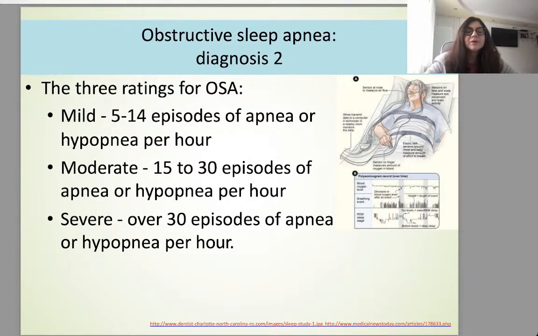There are 3 ratings of obstructive sleep apnea. Mild includes 5-14 episodes of apnea or hypopnea per hour. Moderate, from 15 to 30 episodes of apnea or hypopnea per hour, and severe, over 30 episodes of apnea or hypopnea per hour.